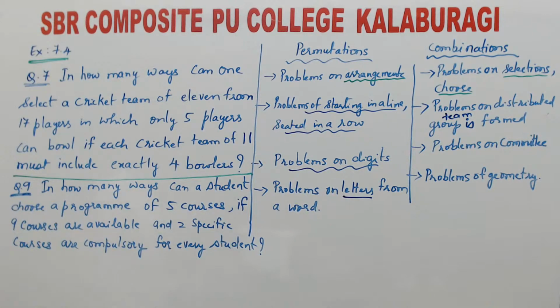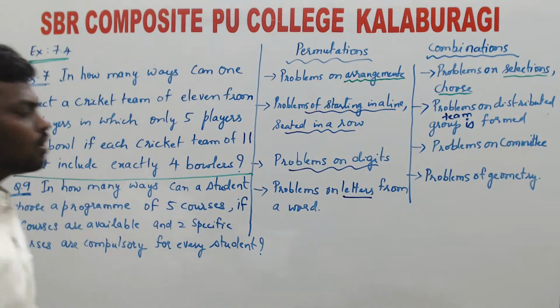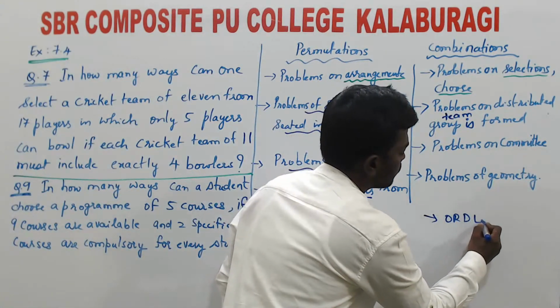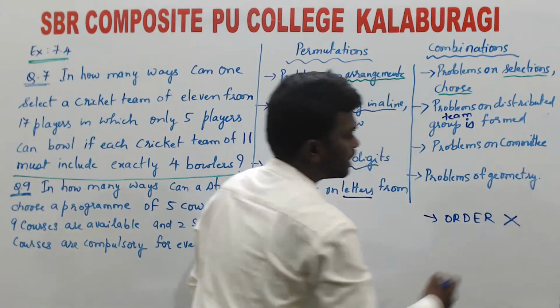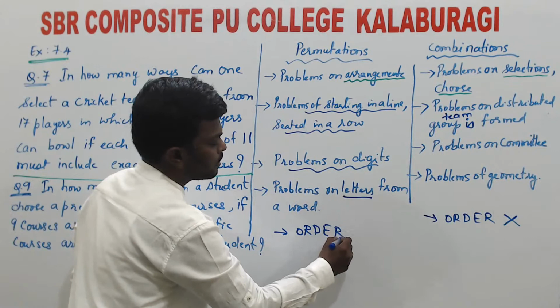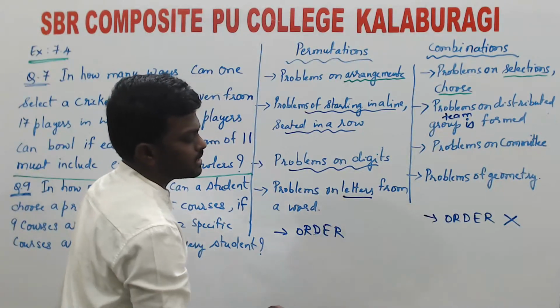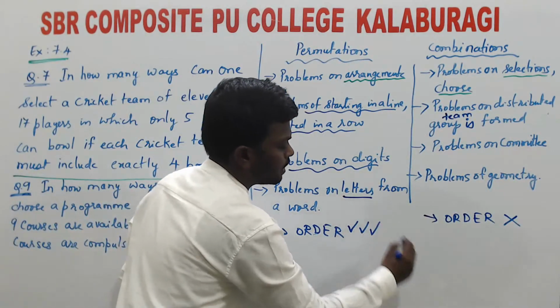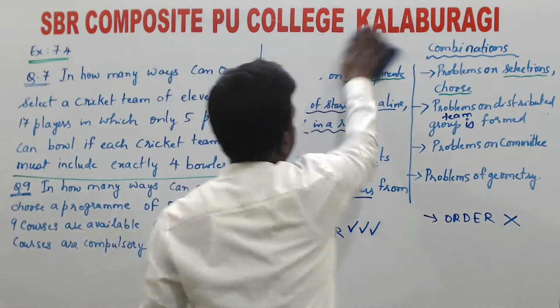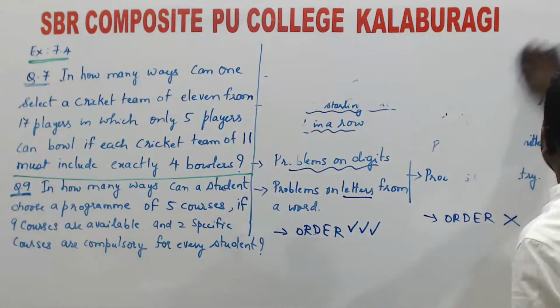Remember, permutation is arrangement in some definite order, and combination is just selection. Here, in combination, order is not important. But here, in permutation, the order in which you arrange the things is very, very important. Is that clear?